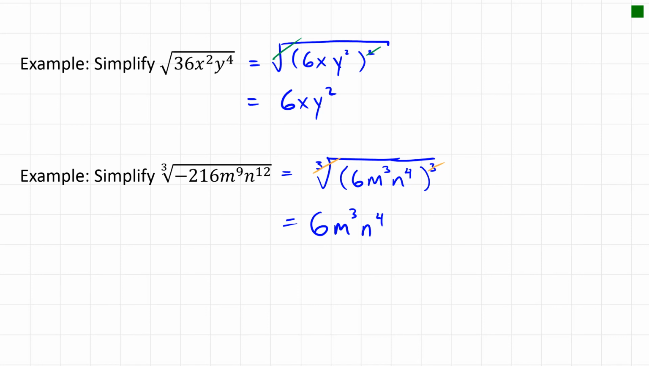Oh, sorry, I've made a big mistake here. Can you see where I've messed up? I forgot about my negative sign. So this is negative 216, which means that negative 6 cubed gets me negative 216, or the cube root of negative 216 is negative 6. So I need a negative in my answer. This is negative 6, m to the power of 3, n to the power of 4.